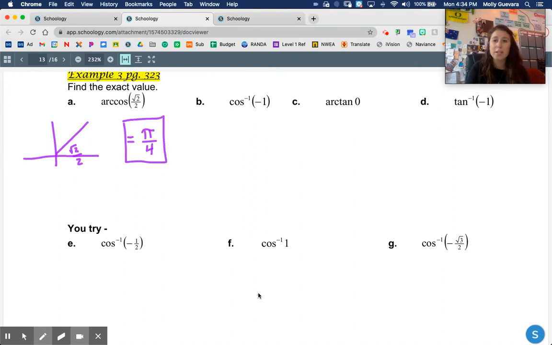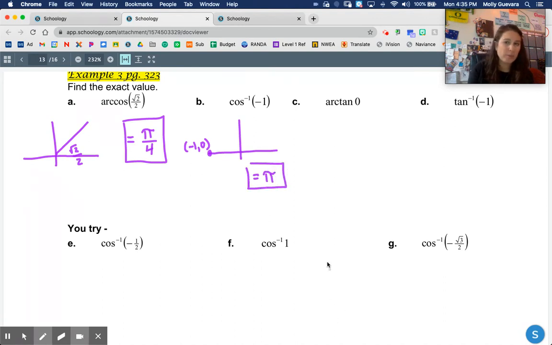Again, I'm telling you the coordinate, you tell me the angle. For B, same thing. I have cosine inverse of negative 1. So I want my output of negative 1. So that is right here, right? Because this is the point negative 1, 0. So what is the angle of that? The angle of that is pi.